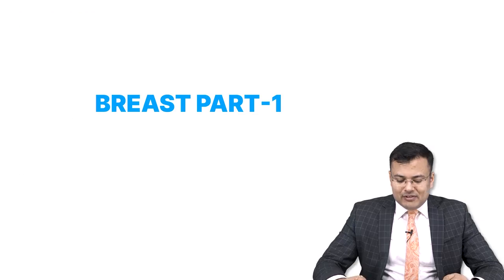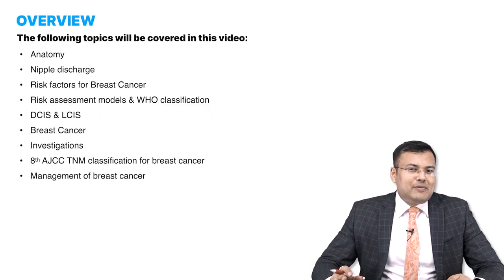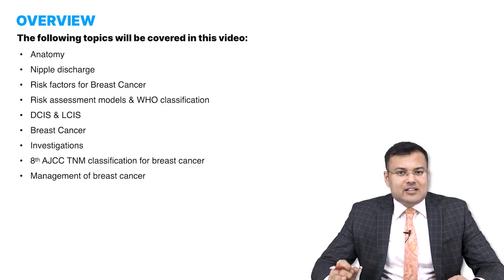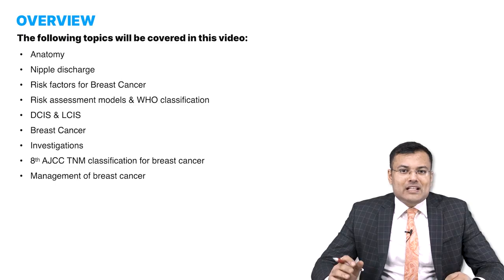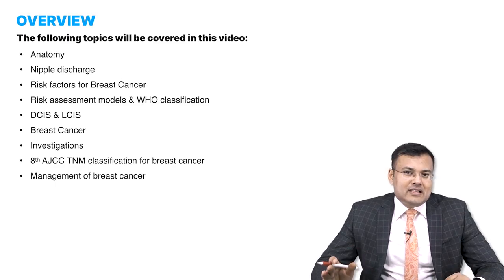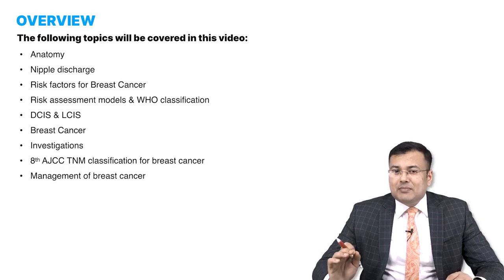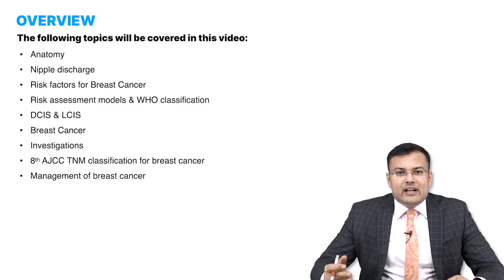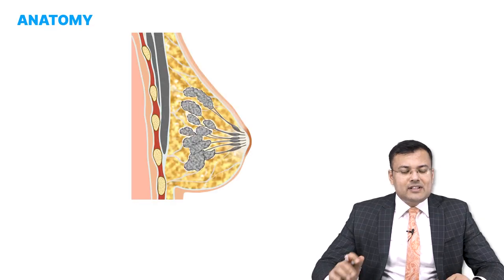First, in breast part 1, we are going to discuss the anatomy of breast, nipple discharge, what are the risk factors for breast cancer, the risk assessment models and WHO classification for breast cancer. We will be discussing ductal carcinoma in situ, LCIS means lobular carcinoma in situ. After that, we will be discussing breast cancer in details. We will be discussing the investigations done, 8th AJCC TNM classification, and we will be discussing the management of breast cancer. So let's start. First, see the anatomy of breast.